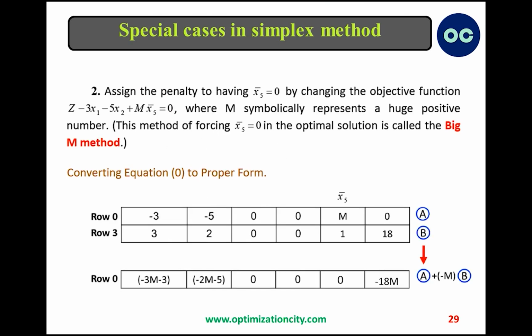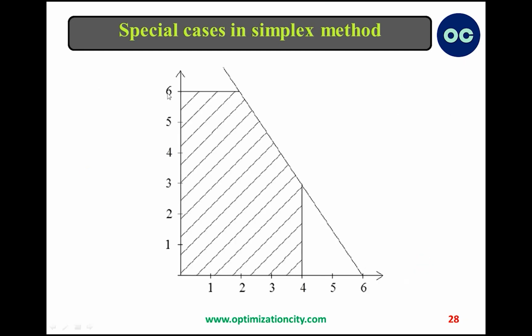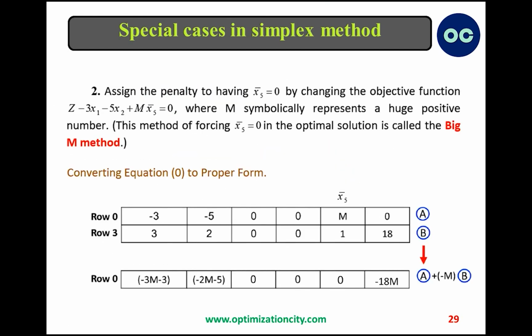The next step is to penalize having x5 bar not equal to 0 by modifying the objective function as here. So in order to bring this feasible region back to the original feasible region, we should do the following. We have the objective function like this, where M represents a very large positive number. This method of ensuring x5 bar is 0 in the optimal solution is known as the big M method.